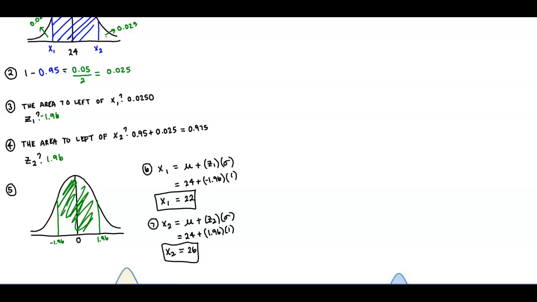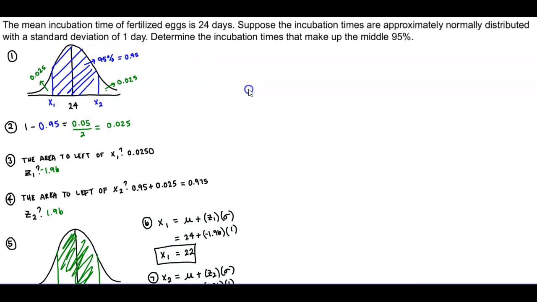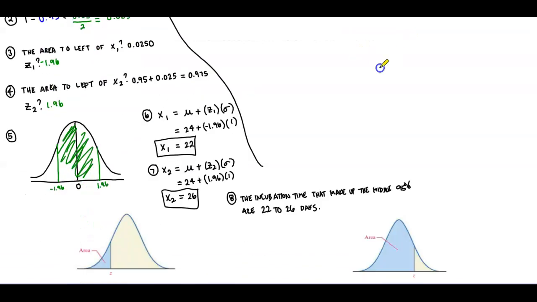So therefore, we can say that the incubation times that make up the middle 95% are 22 to 26 days. So, therefore, that's how we go about that part.